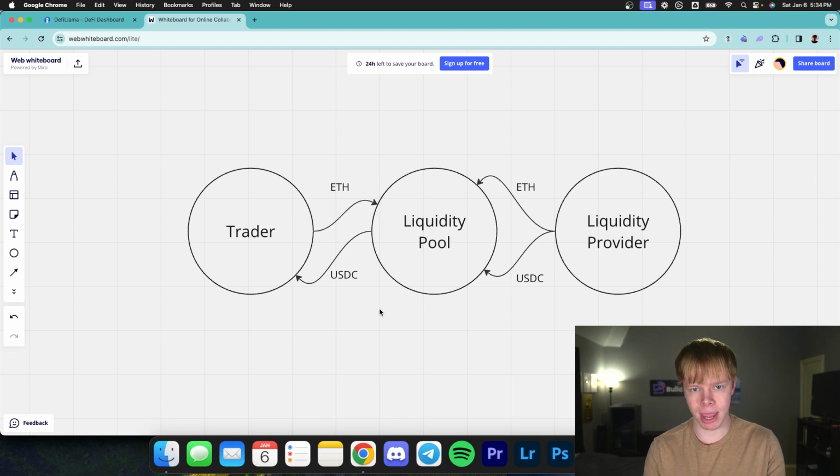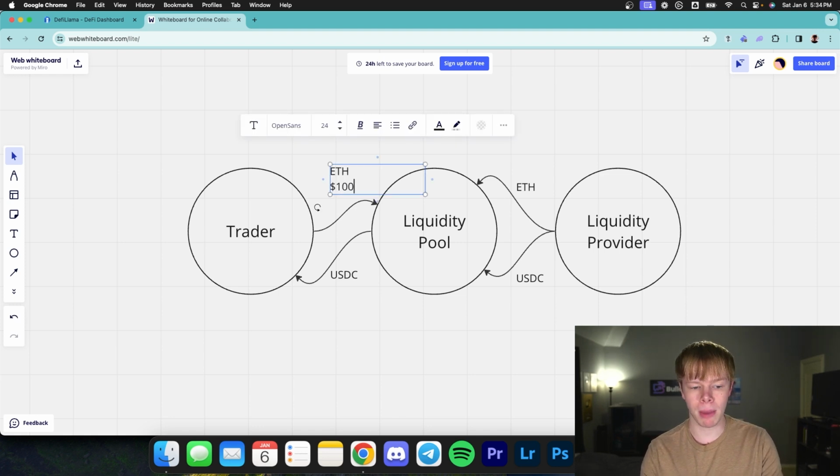But here's the catch. An automated market maker is going to automatically adjust the price of Ethereum and essentially say, hey, we have more Ethereum in this liquidity pool. We have less USDC in this liquidity pool. That means the price of Ethereum in respect to USDC is going to go down because there's a greater supply for Ethereum and a lower demand for Ethereum.